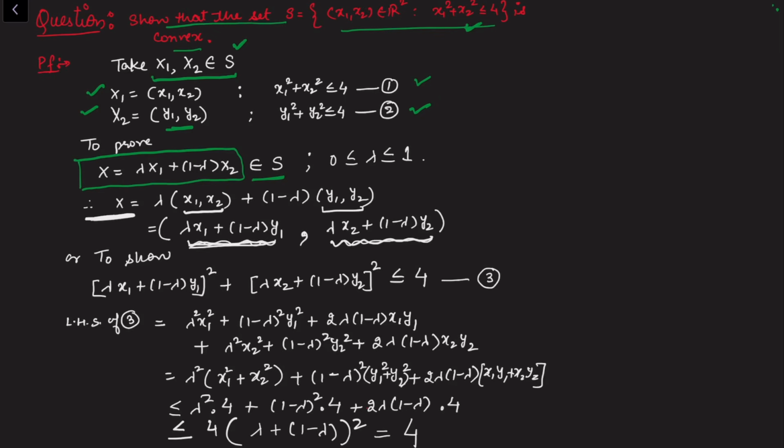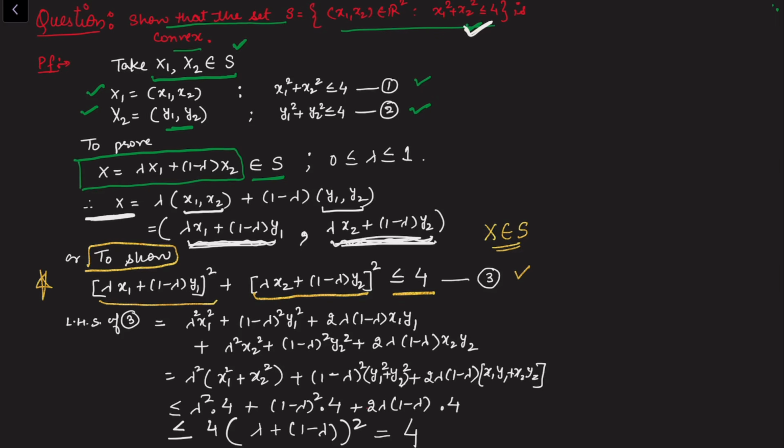So if we know the first point and the second point, substitute back in the set definition: the first point square plus the second point square must be less than or equal to 4. So this is what we now want to show. If this equation number 3 holds, then we are done. In that case, we can show that capital X belongs to the set S, and hence we show that the set S is convex.